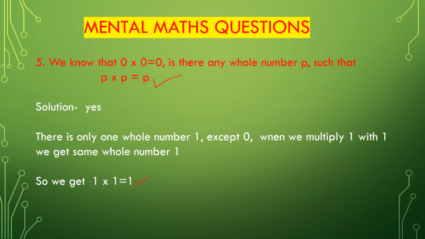So there is only one whole number 1 except 0. We multiply 0 with 0 equal to 0, and when we multiply 1 with 1, we get the same number 1 only. There is only one whole number 1 except 0. When we multiply 1 with 1, we get the same whole number 1. We get 1 multiplied with 1 is 1 only.